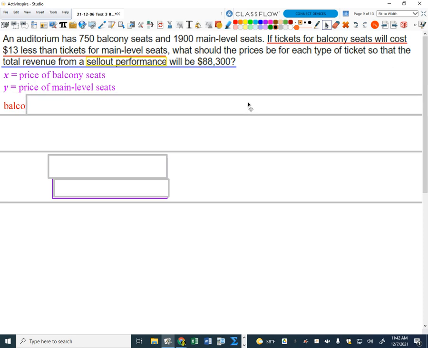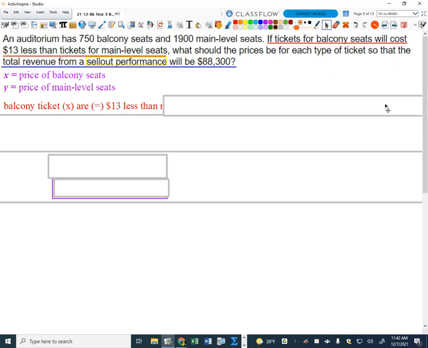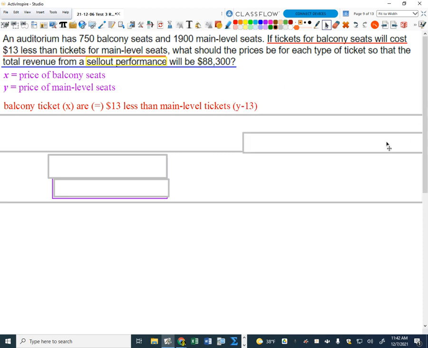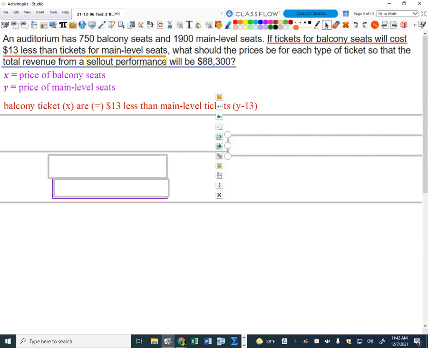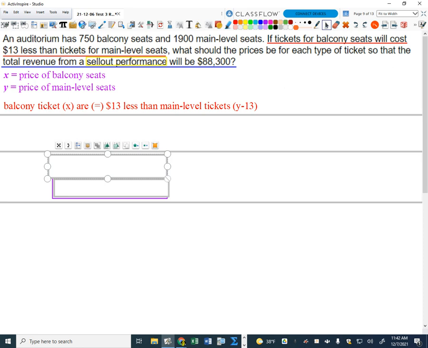If I turn that sentence into symbols, balcony ticket, that's X. Is, right? Balcony ticket is would be equals 13 less than main level. Well, isn't that just Y minus 13? Right? So there's my equation for that one. Okay, first equation. X equals Y minus 13. Good. Okay, second one.